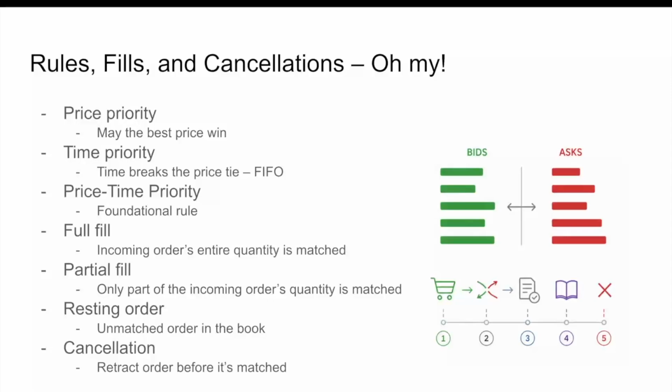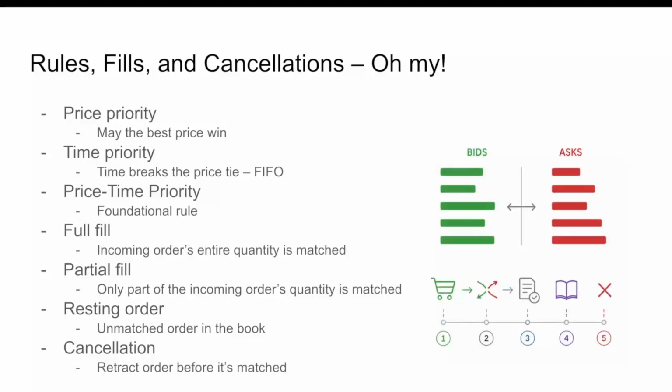Okay, so before we get going here and actually look at code, let's cover a few terms. So let's talk about priority. The first we want to talk about is price priority. This means that the best price always trades first. A buyer willing to pay more gets matched before a buyer willing to pay less.